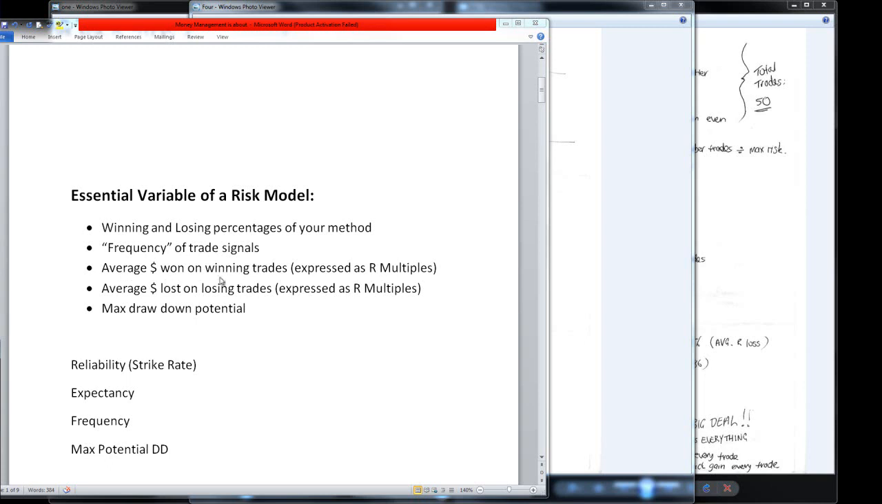What's your average winning trade? When you win, what's your average winner? When you lose, what's your average loser? Expressed in R multiples, which we did earlier on. Okay, that's expectancy. That's a big one. I'd say that's the biggest of them all.